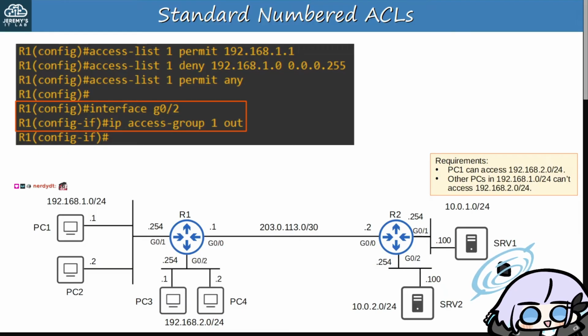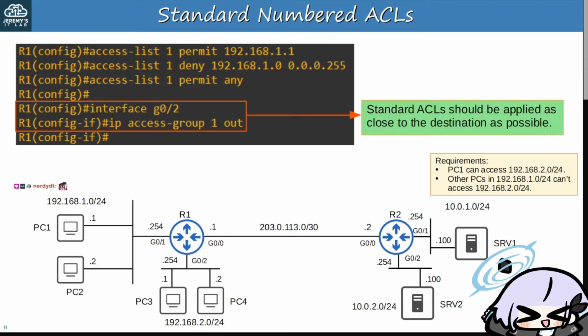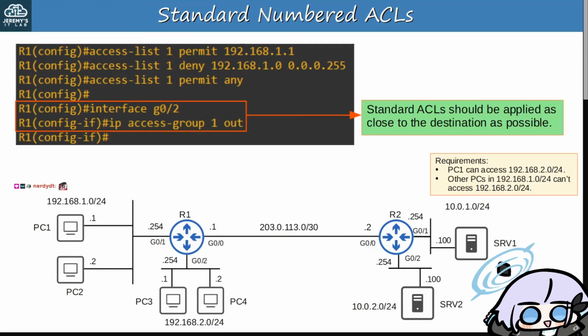Why outbound on G02? I could have, for example, applied it inbound on G01. Well, here's a good rule of thumb for applying standard ACLs to interfaces: standard ACLs should be applied as close to the destination as possible. You may be thinking, what do I mean by destination, even though standard ACLs only filter by source IP? Well, in this case, we are trying to control access to the 192.168.2.0/24 network. So that is the destination.